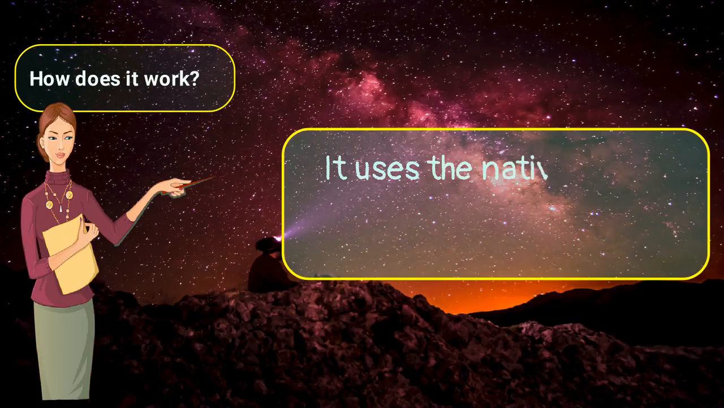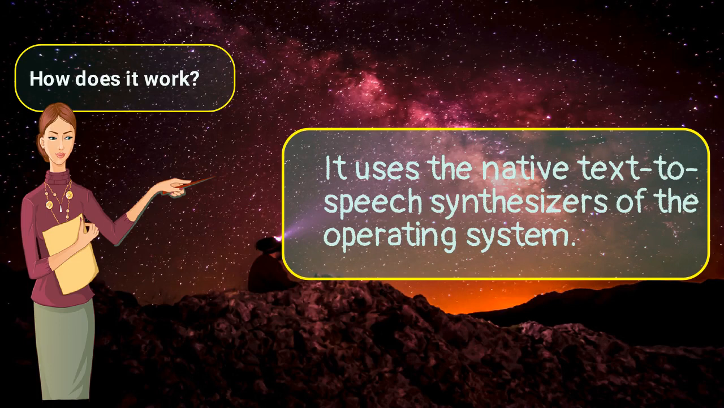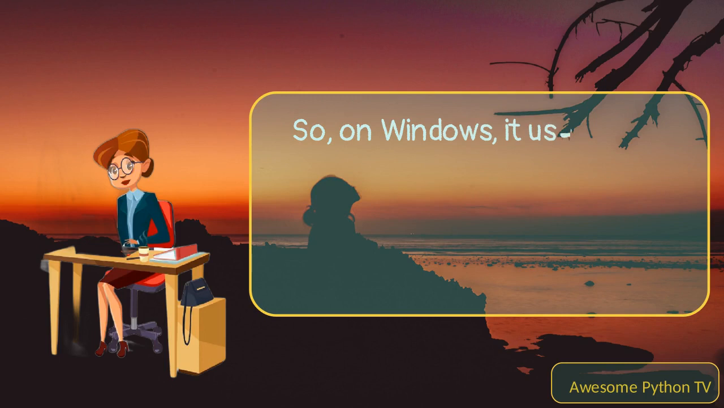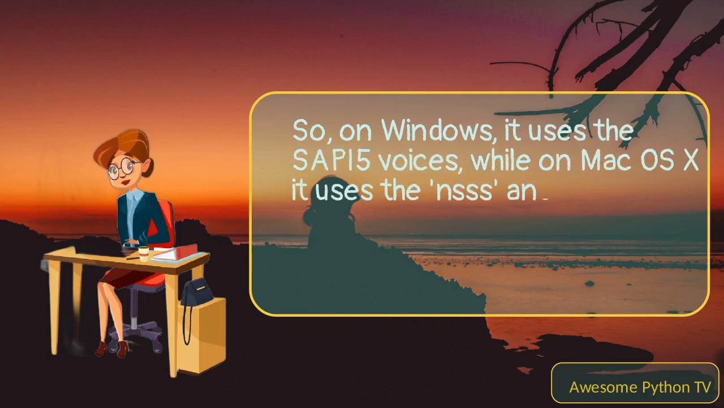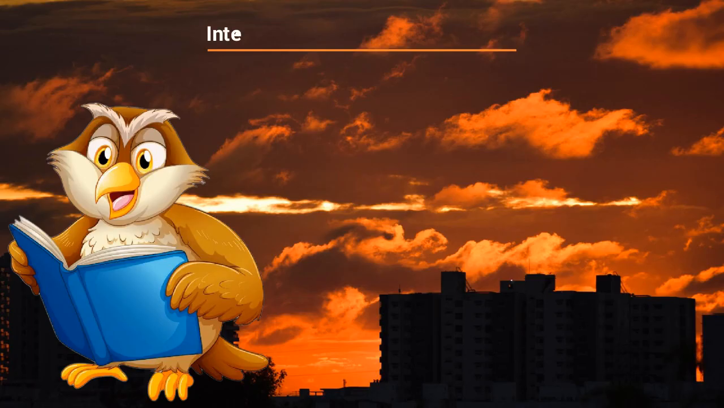It uses the native text-to-speech synthesizers of the operating system. So, on Windows, it uses the SAPI5 voices, while on Mac OS X it uses NSSpeechSynthesizer, and on Linux, it communicates with eSpeak via the espeak or espeak-ng binaries. Interesting. How do you install it?